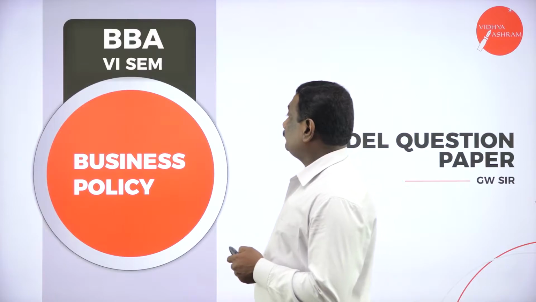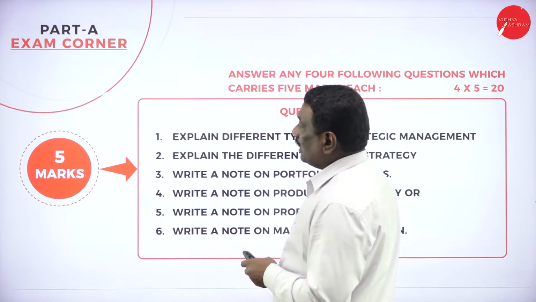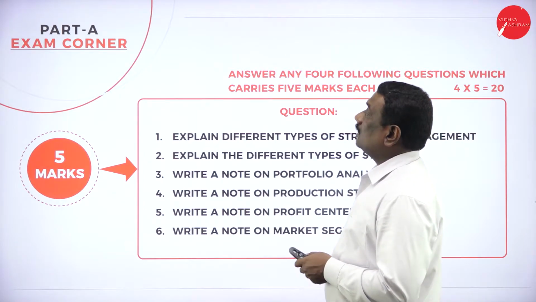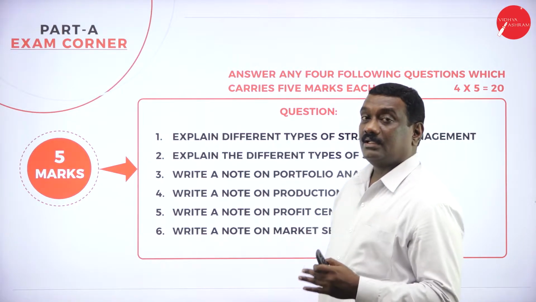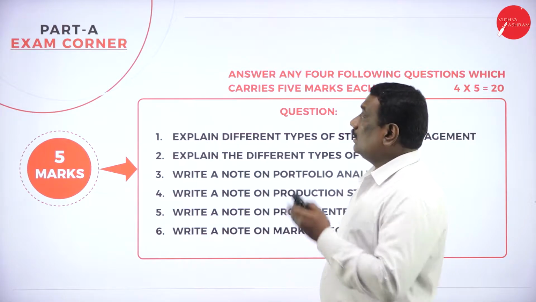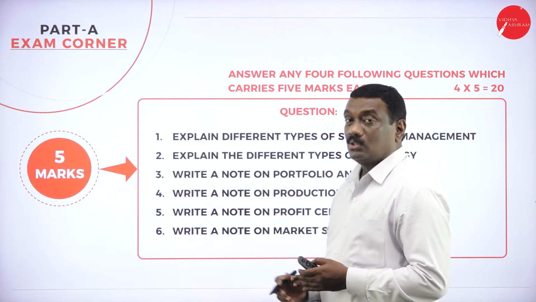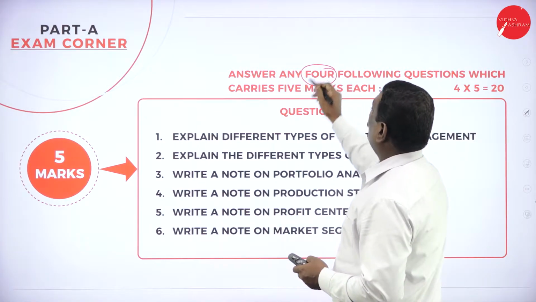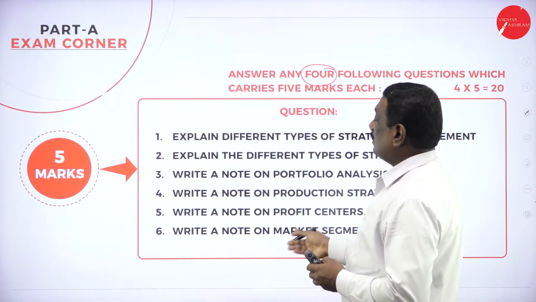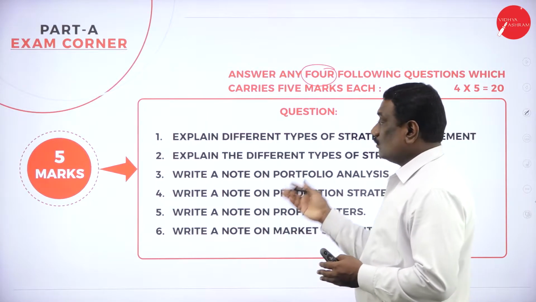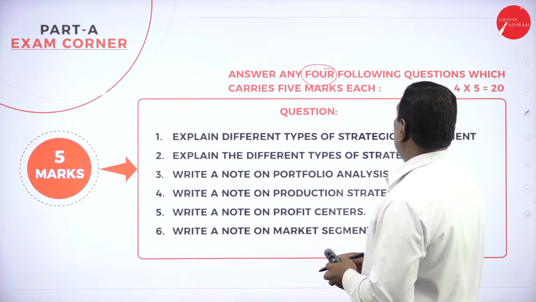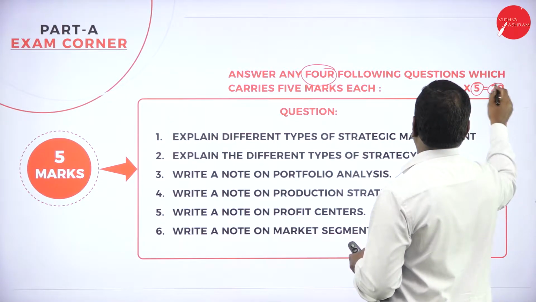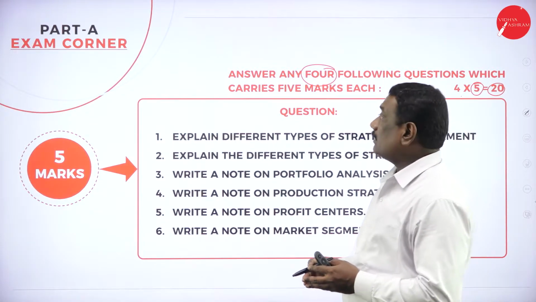Now coming to part A for your business policy in the examination. As I told you, the question paper will be divided into three parts: part A, part B and part C. So in part A, it is for 5 marks. So for the questions here, you need to answer any 4 questions out of the following 5 to 6 questions. So out of this, any 4 you can answer, which carries 5 marks each. So 4 fives is 20. So 20 marks you get from part A.